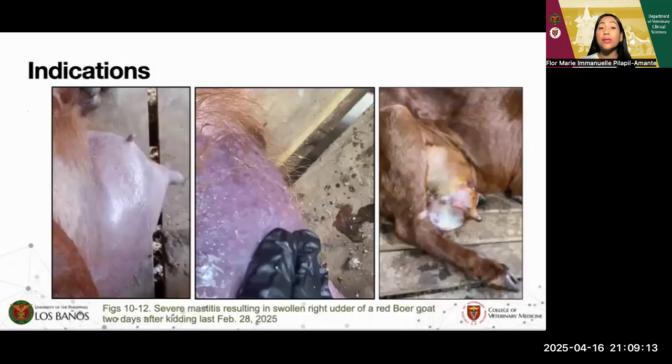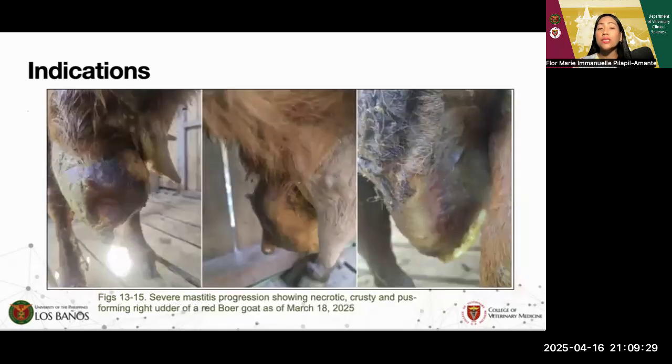I have another patient here. This is a goat which happened recently. And this goat suffered from severe environmental mastitis, resulting in a swollen right udder 2 days after kidding. The progression of this case is showing us the extensive dead mammary tissue 2.5 weeks after kidding.